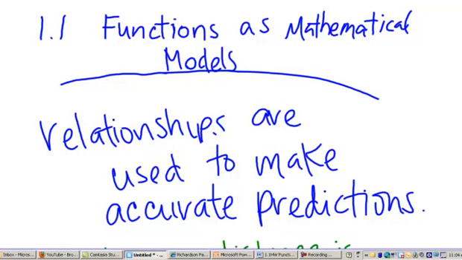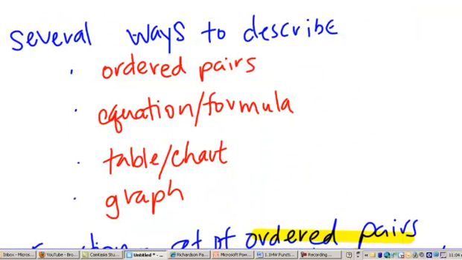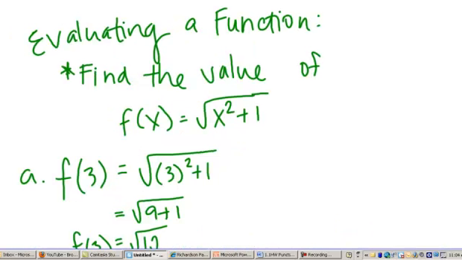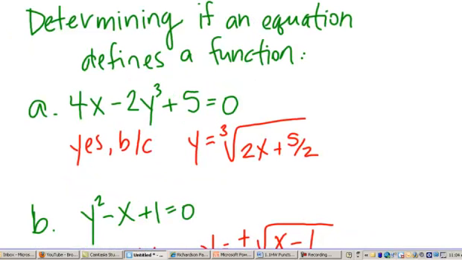Last but not least, we're moving on to the last page. Sorry about it popping around. Okay, so determining if an equation defines a function. Basically, it's asking, is this a function? Okay. If you look at number A, or letter A, you have 4x minus 2y cubed plus 5 equals 0. You have to solve for y.